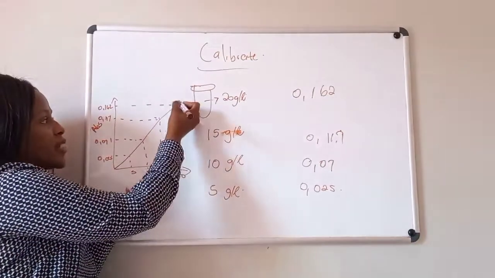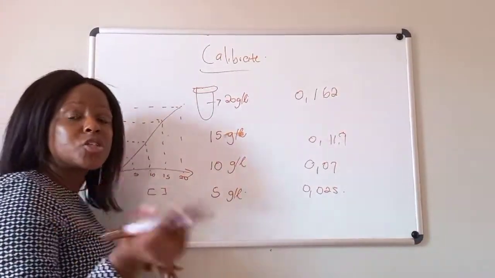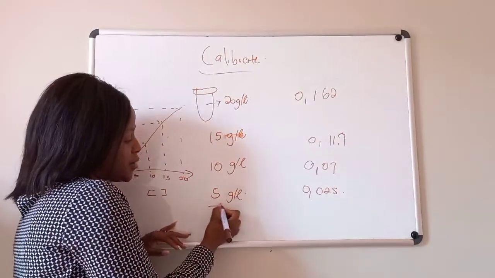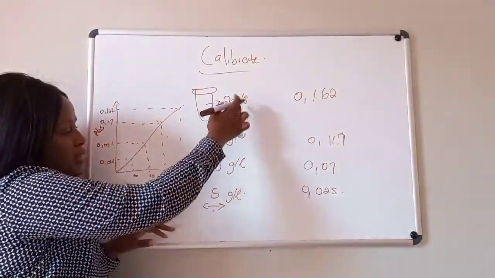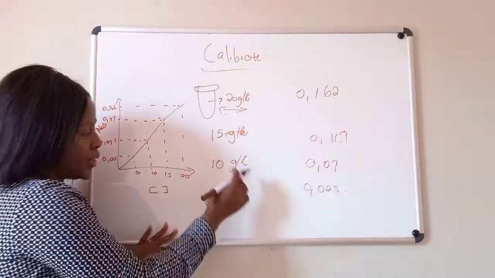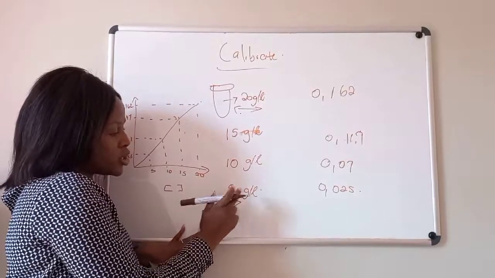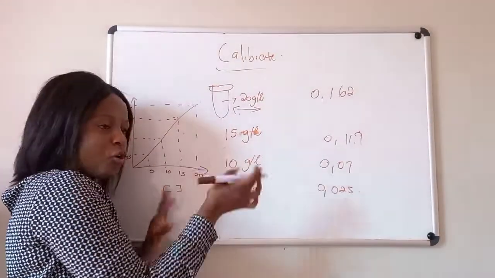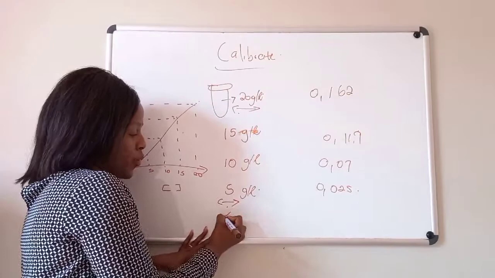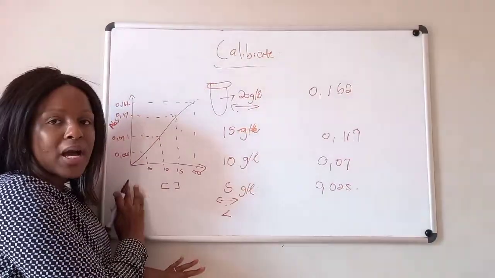Once we have the graph like this, it means the lowest that this instrument can measure is 5 grams per liter, and the highest that this instrument can measure is 20 grams per liter. That's why, if in the patient sample the analyte concentration is 4 or 3, it won't give you a value, because outside of number 5 the curve is no longer linear.